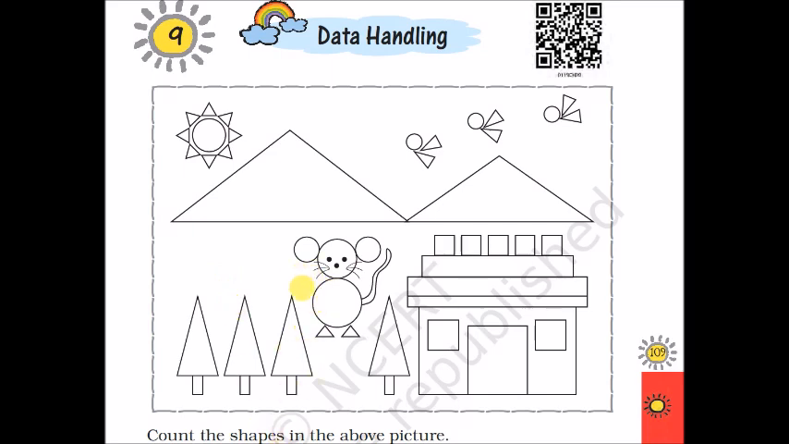Now tell me, how many shapes are there in this mouse? 2 triangles, 1, 2, 3 and 4 circles. How many shapes are there in this house? 1, 2, 3, 4, 5, 6, 7, 1 big, 8, 1 door, 9, 10, 11 and 12. 12 rectangles.